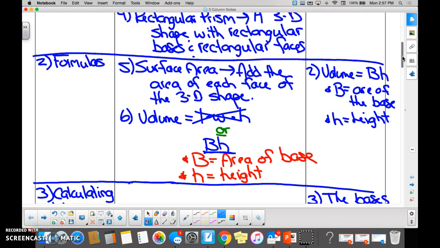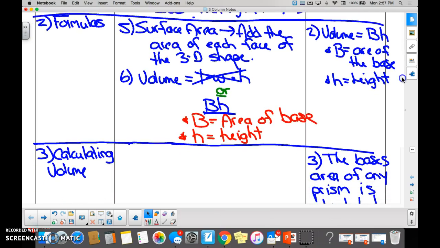Capital B means what, everybody? Area of the base. Okay, I need everybody right away. Pay attention here. Capital B means what? Area of the base. And your H is your? Height.